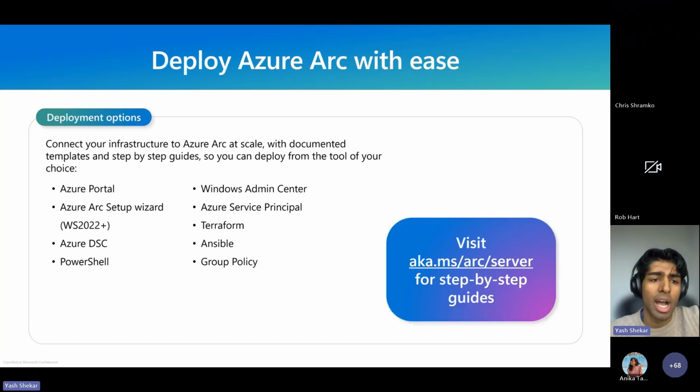Again, this is just one option, right? You can always go to the Azure portal to generate a script. You can even use desired state configuration, PowerShell, Windows Admin Center. If you're trying to do this at scale, we recommend that you use a service principal, Terraform, Ansible playbooks, or group policy. And we've got step-by-step guides up on the MS Learn website as well for each of these deployment options. So just a quick refresher on all these options that you've got to deploy Azure Arc.